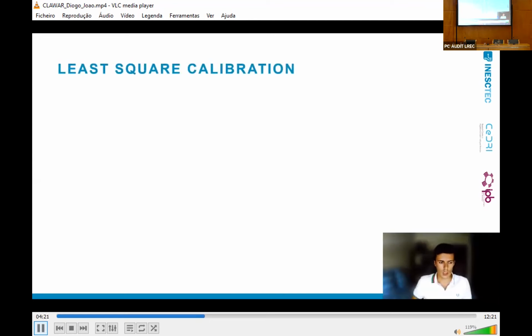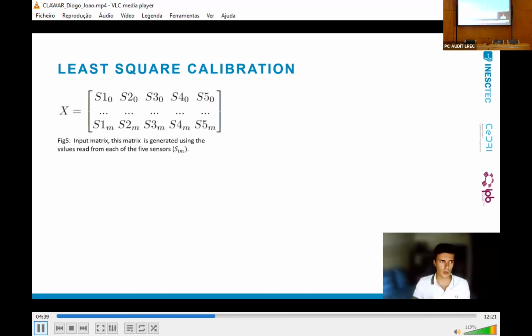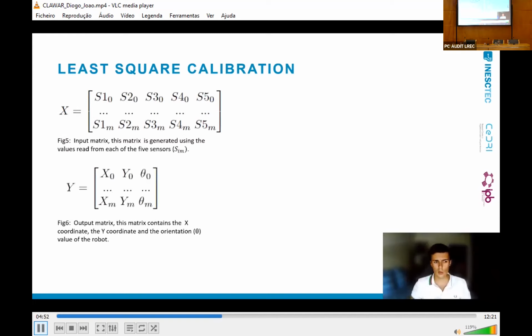The first algorithm we tried was the least square calibration. This algorithm is based on the ordinary least square method that's normally used with experimental data and observational data. It will use as an input the matrix composed from the 5 readings of the sensors. As you can see, the matrix starts in sample 0 and goes to sample n, depending on the number of samples that we are using. And the output matrix is the x, y, and theta, that represent the x coordinate, the y coordinate, and the theta coordinate of the robot in our coordinate system.